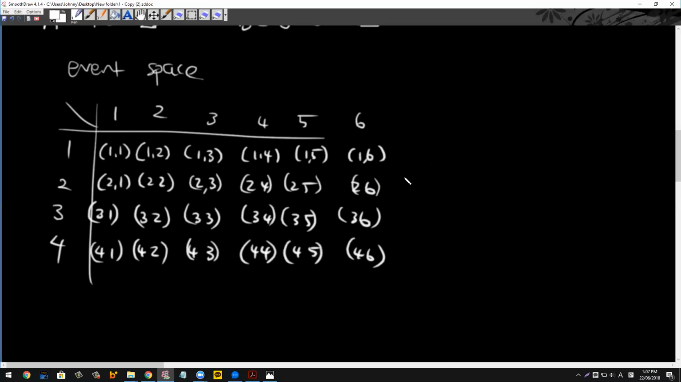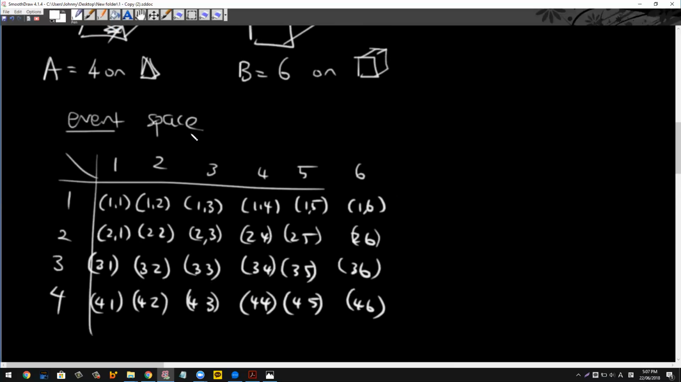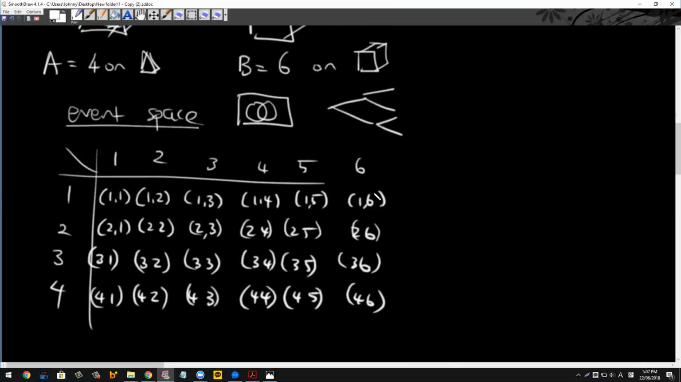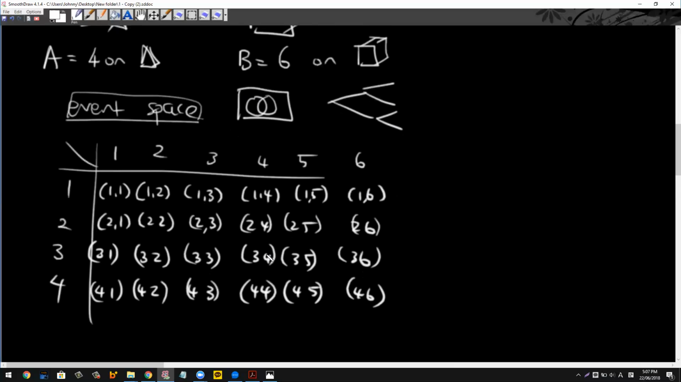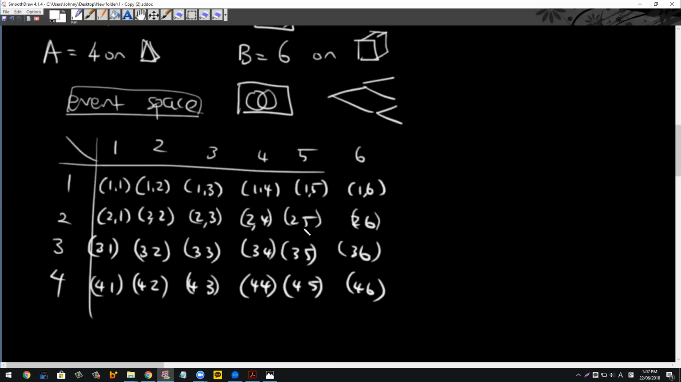So in probability, you will often have to do either an event space, a Venn diagram, or a tree diagram. So it depends on what sort of question you get. Okay, so this is event space.